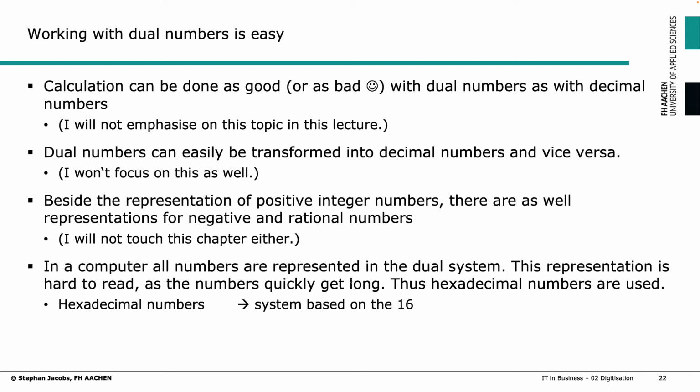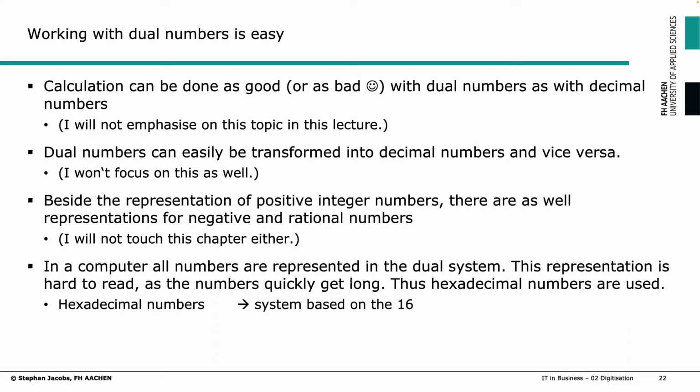And then you know there's more than positive integer numbers. So it's not just 0, 1, 2, 3, 4. There are fractional numbers like 1.5, or there are negative numbers, and so on and so on. And again, I won't touch it in here.